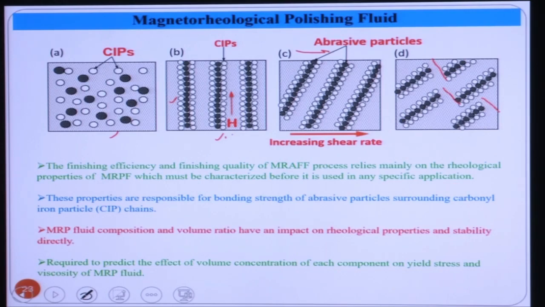So why are we doing this rheological experiment? Because the finishing efficiency and finishing quality of the MR process rely mainly on the rheological properties of the MR fluid, which must be characterized before using it in any specific application. The finishing efficiency basically depends on the yield stress and viscosity of this MR polishing fluid. Because it is a non-Newtonian fluid, it is defined by its viscosity and yield stress.